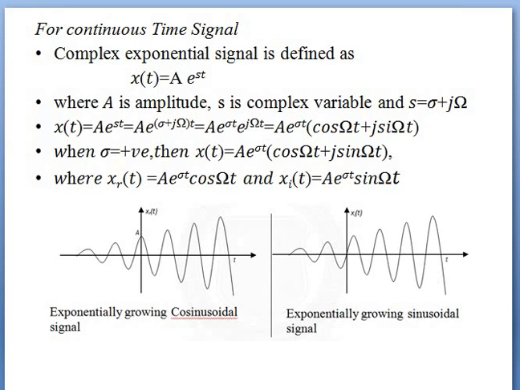Here, when sigma is positive, x of t equal to A e power sigma t cos omega t plus j A e power sigma t sin omega t, where the real part x suffix r of t equal to A e power sigma t cos omega t, and the imaginary part x suffix I of t equal to A e power sigma t sin omega t. The exponentially growing sinusoidal and cosinusoidal signals are shown in the figure.